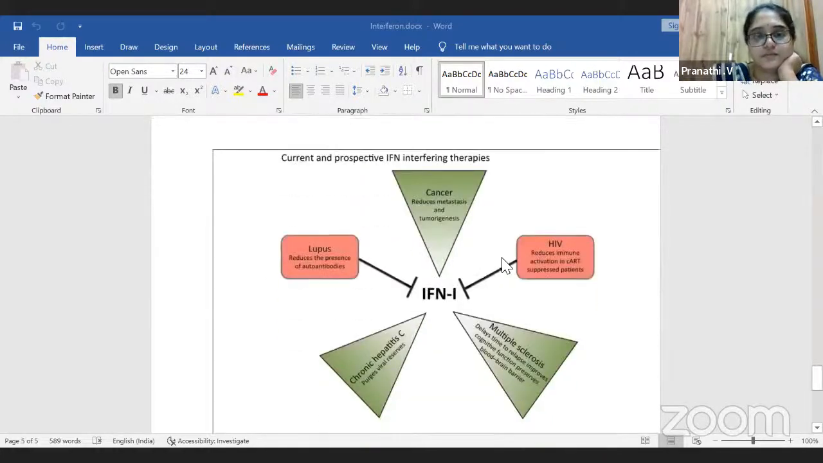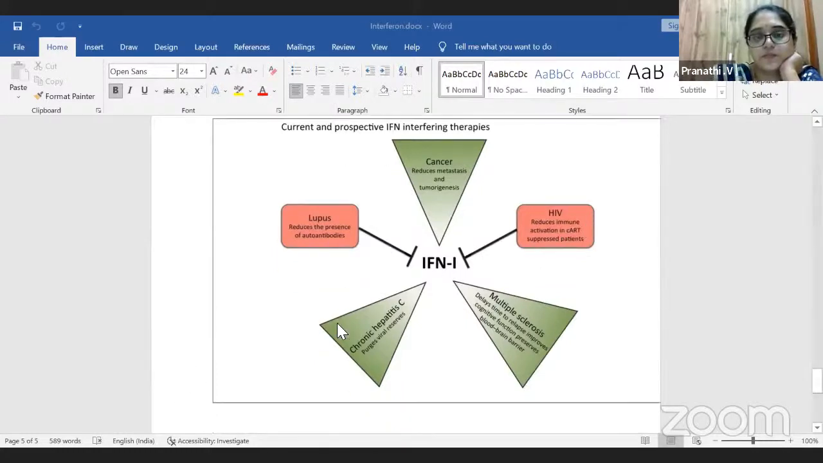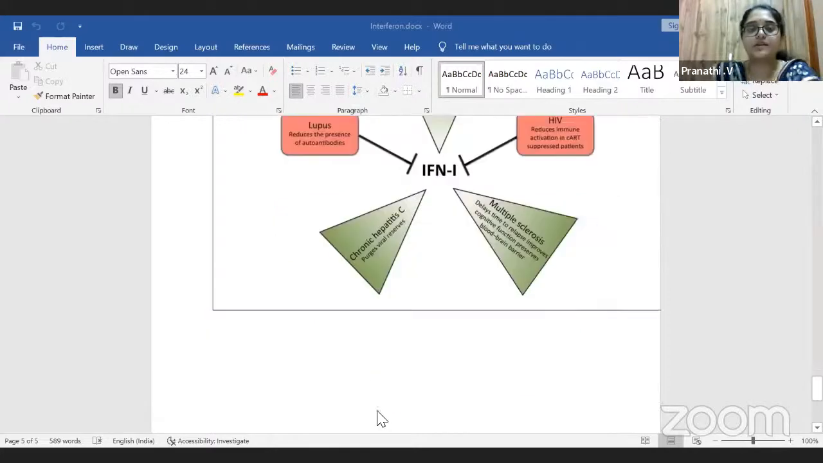It is also used in lupus. So in case interferon type 1 is inhibited, then it helps in the reduction of autoantibodies in lupus as well as in HIV. So this is all about interferons.